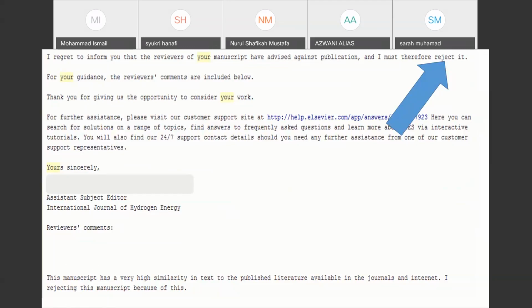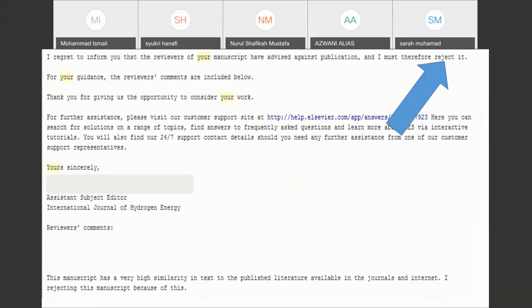If I become a reviewer, I just check the content, the validation of the data, or the explanation. I have no time to check the plagiarism or similarity of the manuscript. The editor comment says this manuscript has a very high similarity in text to the published literature available in the journal and on the internet, and I am rejecting this manuscript because of this. That's why you should check your manuscript for the similarity index.